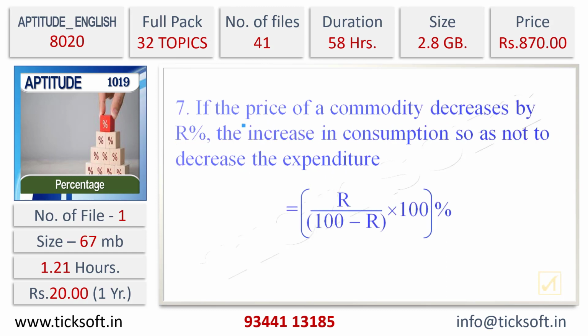And now the seventh one is here. If the price of a commodity decreases by R%, then the increase in consumption so as not to decrease the expenditure will be equal to R by 100 minus R into 100%.